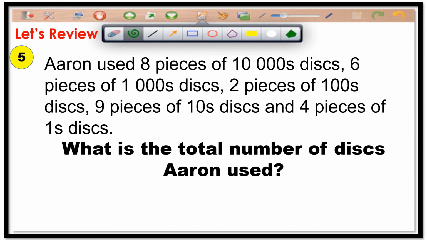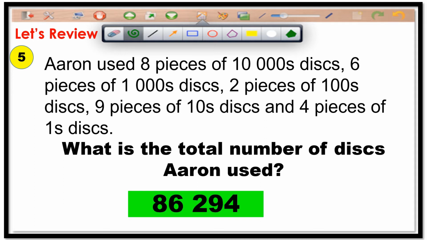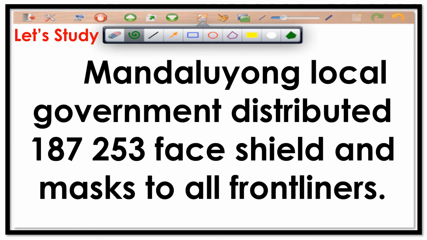Number 5. Alright. For number 5, Aaron used 8 pieces of 10,000s disc, 6 pieces of 1,000s disc, 2 pieces of 100s disc, 9 pieces of 10s disc, and 4 pieces of 1s disc. What is the total number of discs Aaron used? The answer is 86,294. So let us proceed with our main lesson.